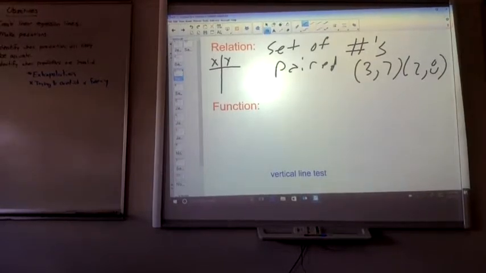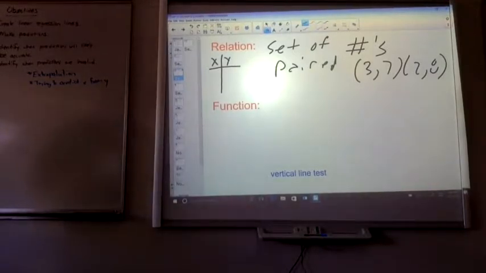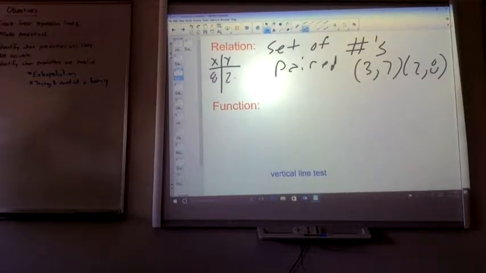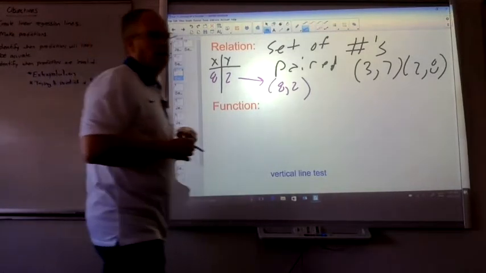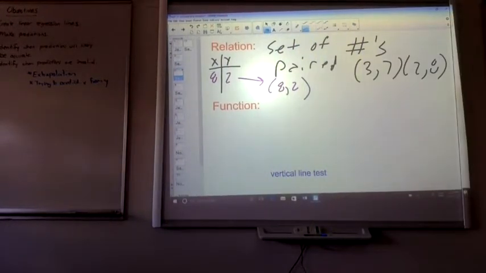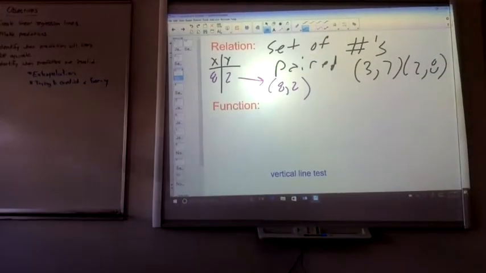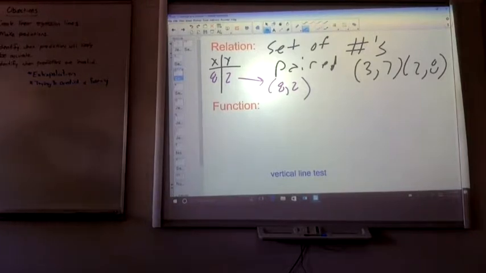Any coordinate pair, a point, 3, 7, or if we had, like, say over here, we had 8, 2, that would refer to the point 8, 2. Okay? Anytime you have that, it's a relation. There are relations that are, some of them are special. They're called functions. And the function does a number of things.